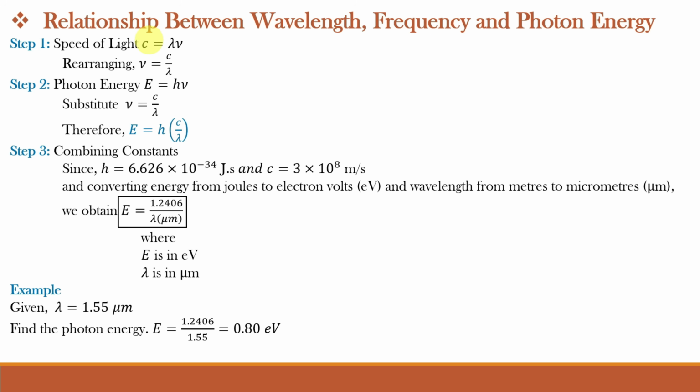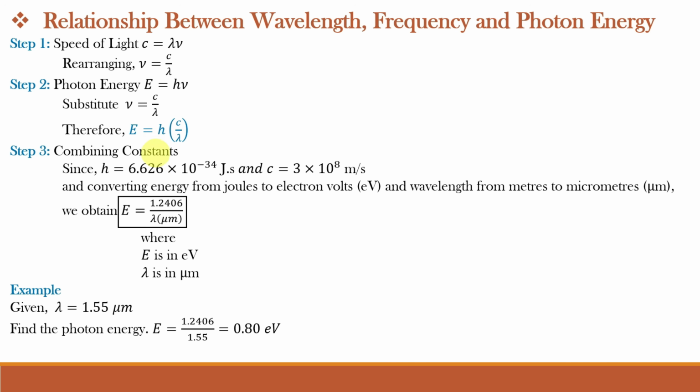Now let us understand the relationship between wavelength, frequency and photon energy. We already know the equation c is equal to lambda nu. So if we rearrange, nu is equal to c by lambda, and we also know the equation of photon energy, E is equal to h nu. So in this nu, if we substitute the value of nu from this equation, that is c by lambda, we get E is equal to h, and nu is c by lambda, that is hc by lambda.